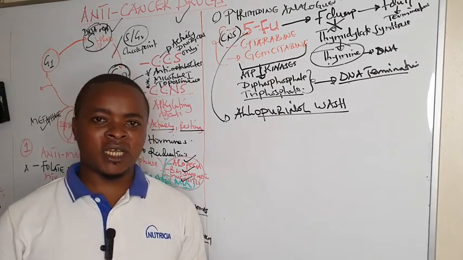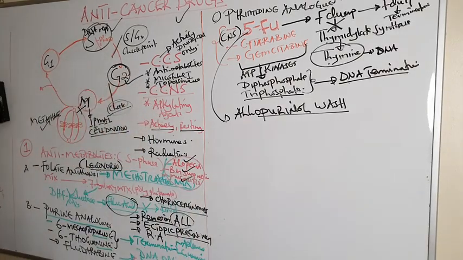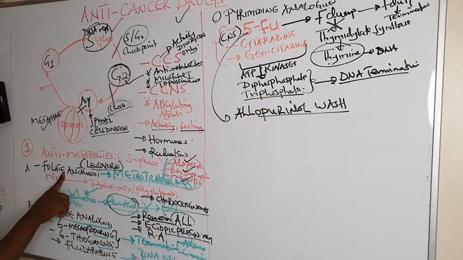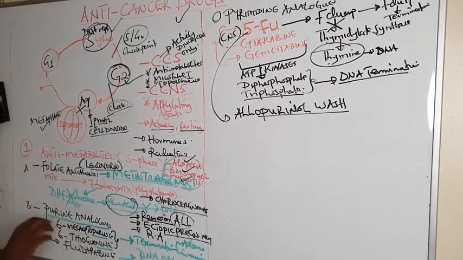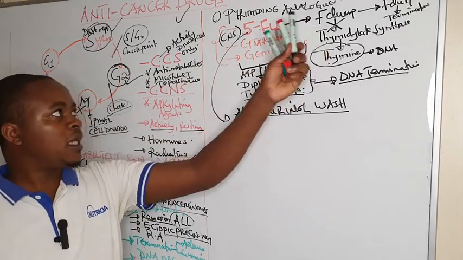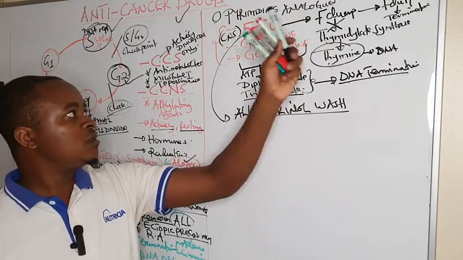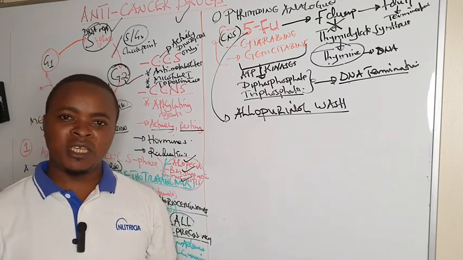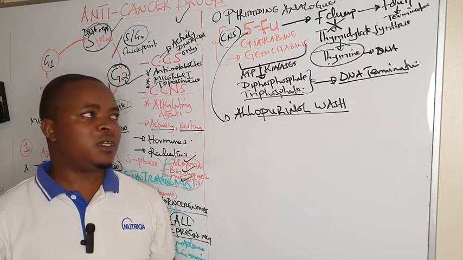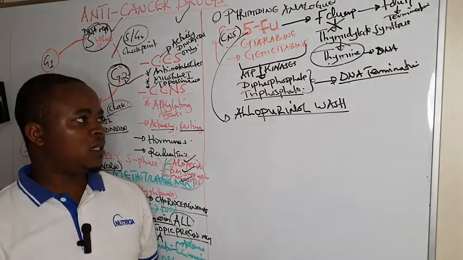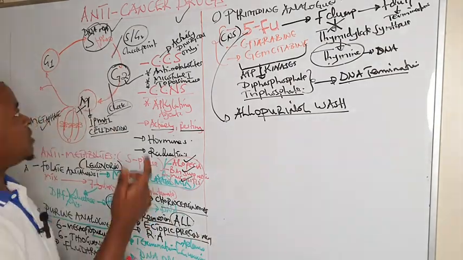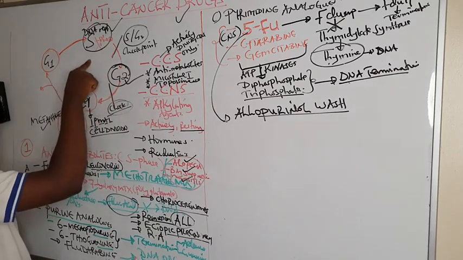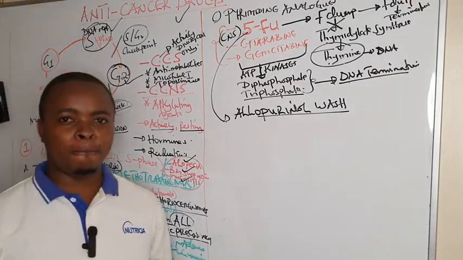So this is what we can discuss under antimetabolites, where we have looked at folate antagonists, that is methotrexate, purine analogs, and pyrimidine analogs, that is 5-fluorouracil, cytarabine, and gemcitabine, responsible for inhibiting synthesis of pyrimidines and leading to arrest of synthetic phase during cell cycle.